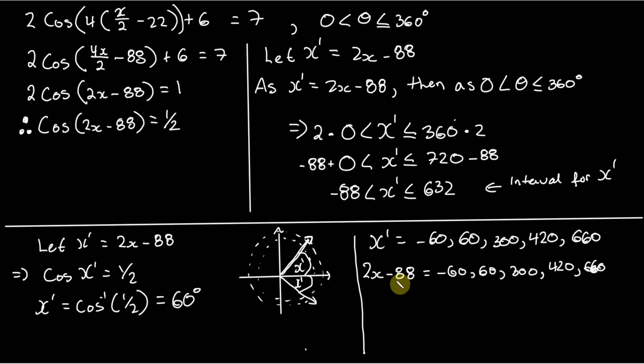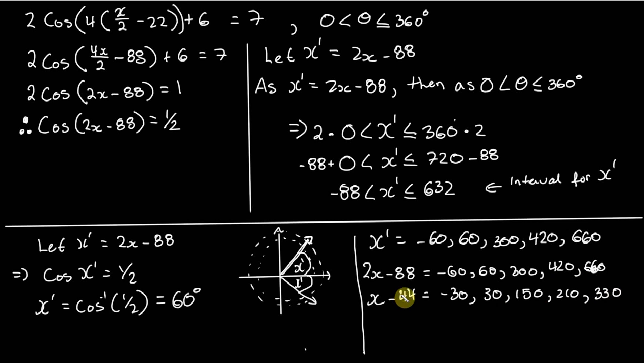If we just divide by 2 right across, we get x equals negative 88 divided by 2, that's negative 44. Negative 60 divided by 2 is, of course, negative 30. 60 divided by 2 is 30. 300 divided by 2 is 150. 420 divided by 2 is 210. And 660 divided by 2 is 330.